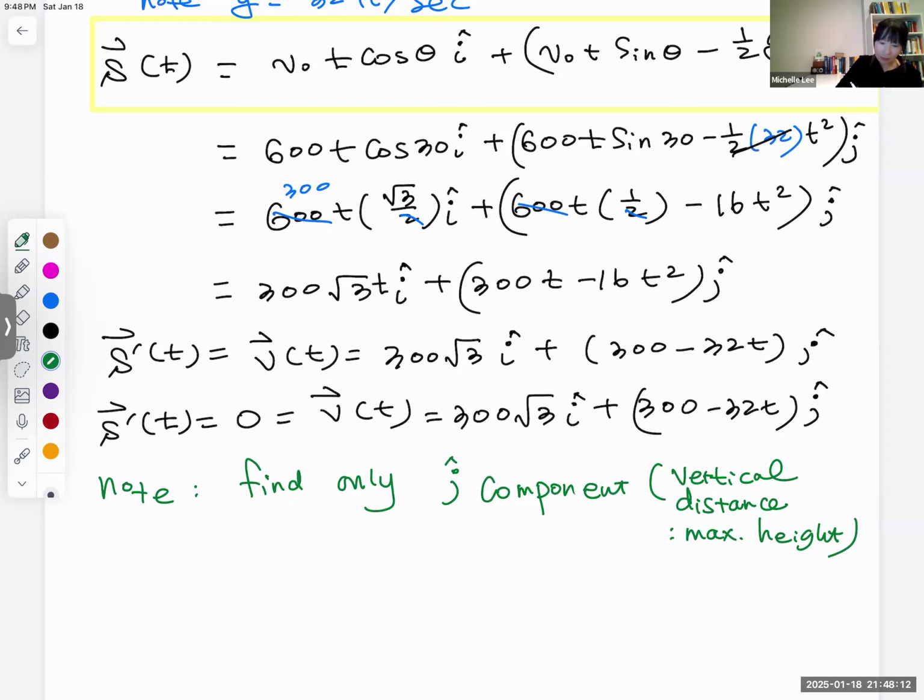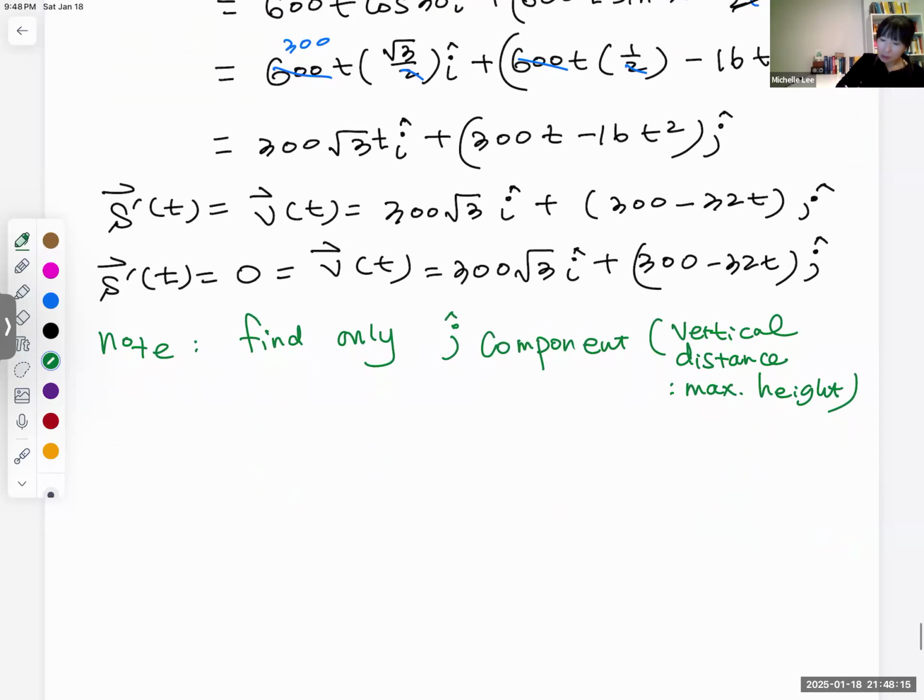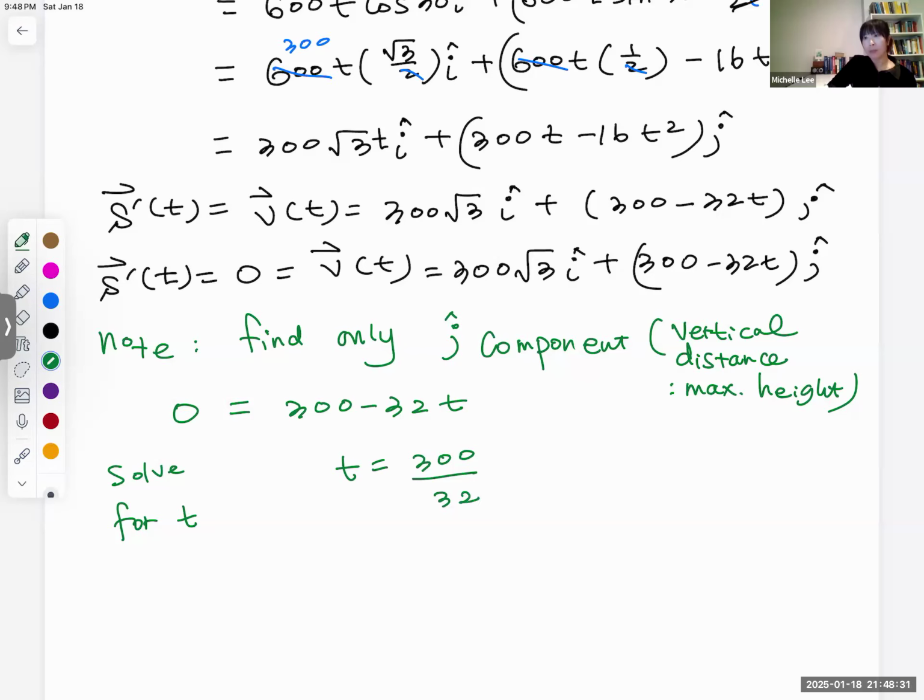Okay, so we have 0 equal to 300 minus 32t and solve for t. Then t will be 300 over 32, yeah? Can you please calculate? 9.375 seconds. Very good. Okay, now we have a t.